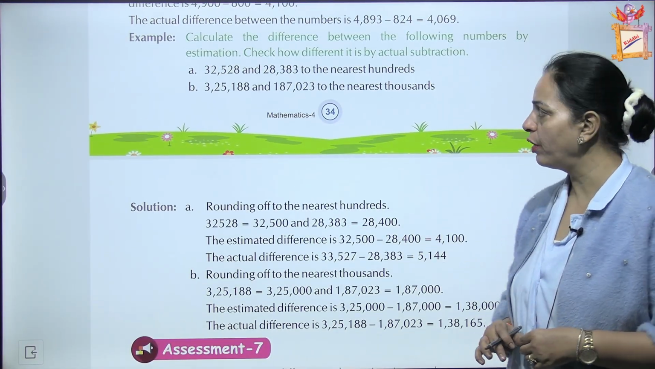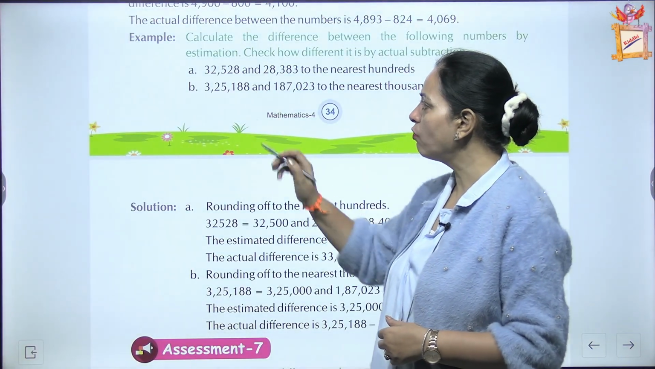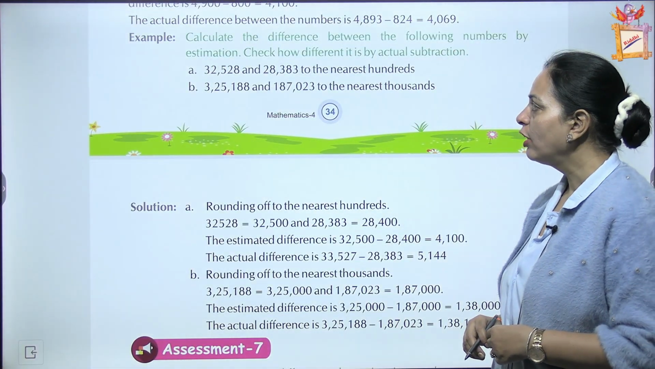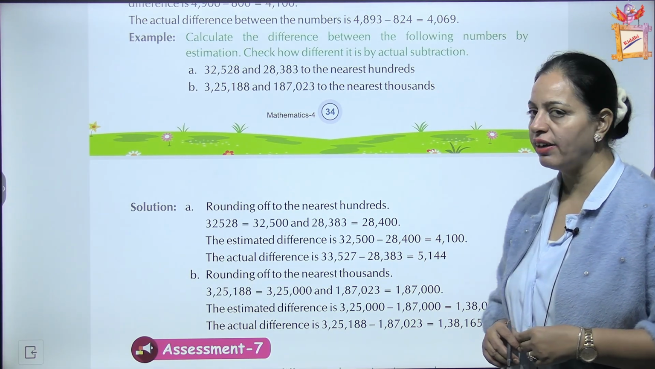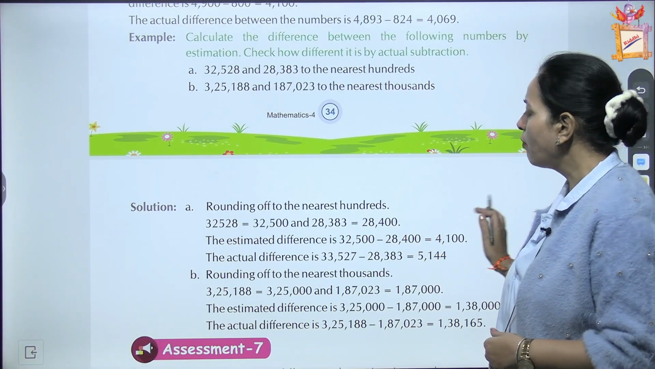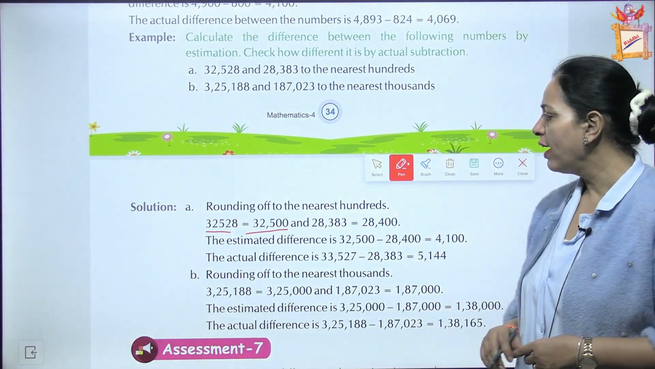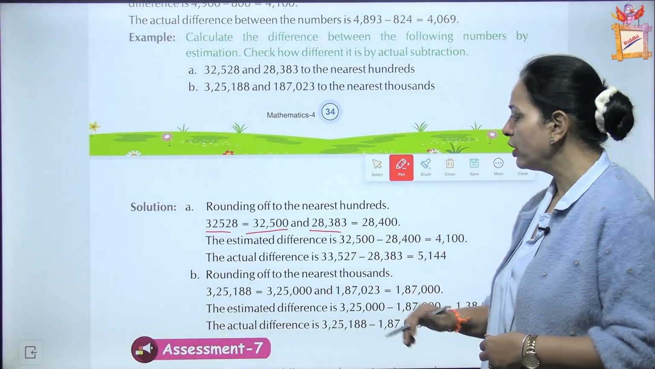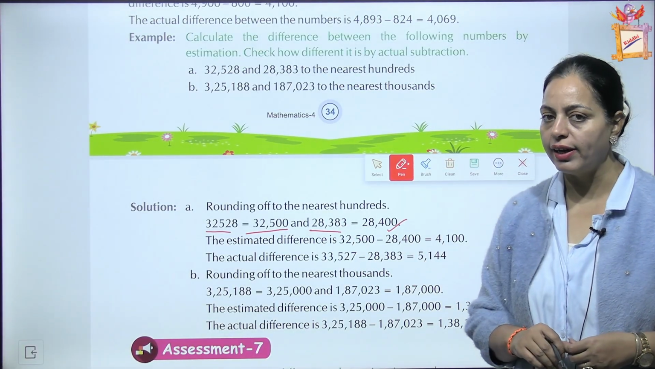Now example, calculate the difference between the following numbers by estimation. Check how different it is by actual subtraction. A part, 32,528 and 28,383 to the nearest 100. So what will you get? So 32,528, you will get 32,500 and 28,383, you will get 28,400.